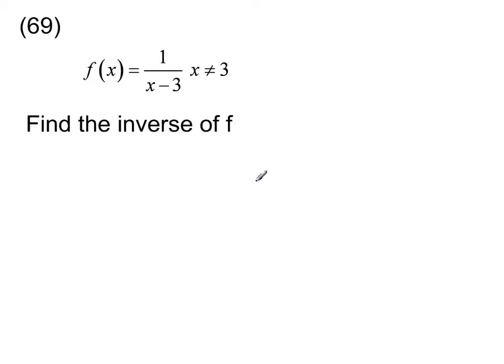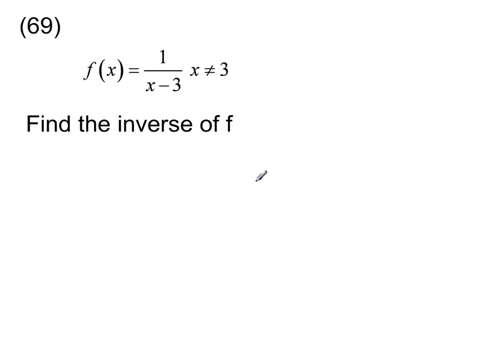Okay, this is question 69 on page 396 in chapter 4.1 of our textbook. The question asks us to find the inverse function of f, graph f and f inverse on the same axis, and give the domain and range of each. If the function is not one-to-one, we have to say so.